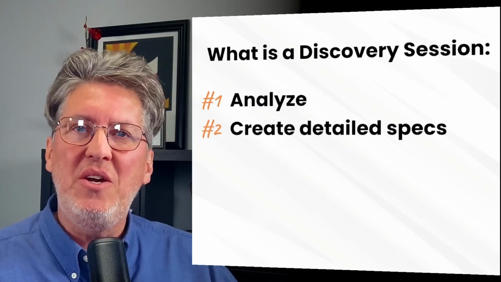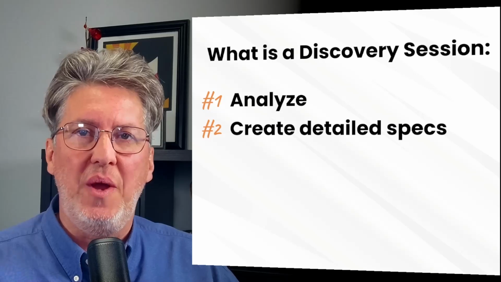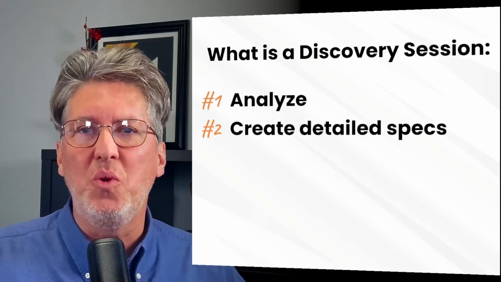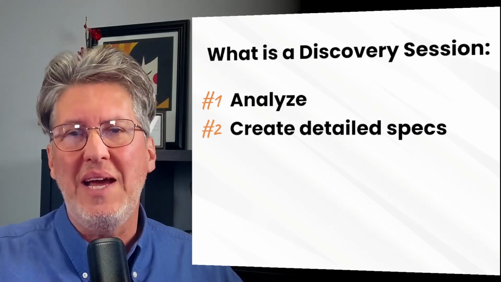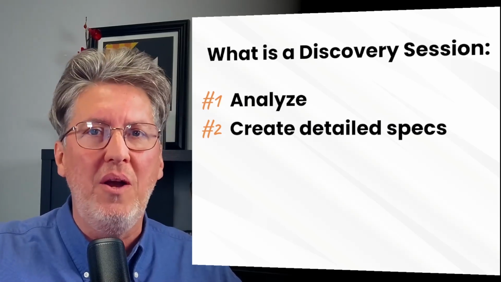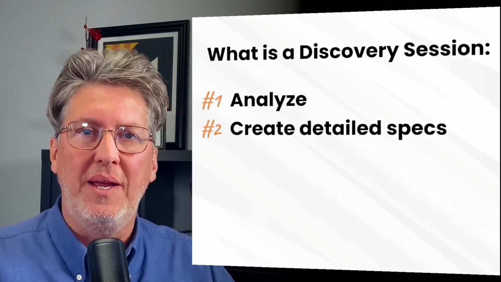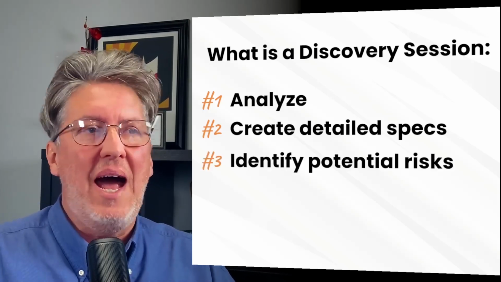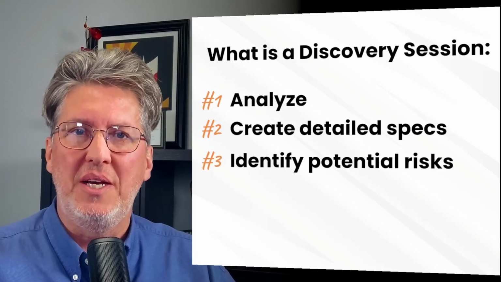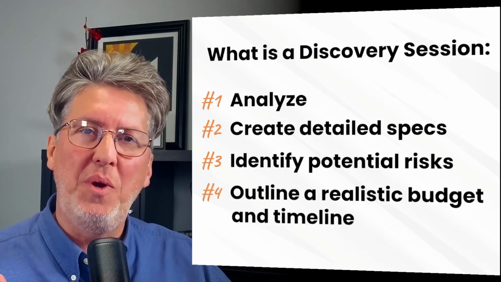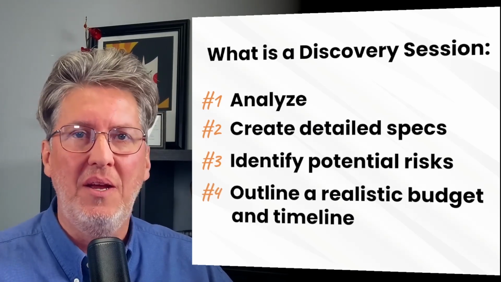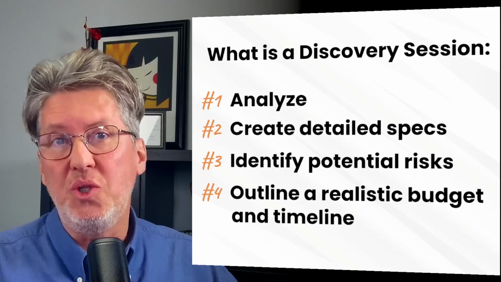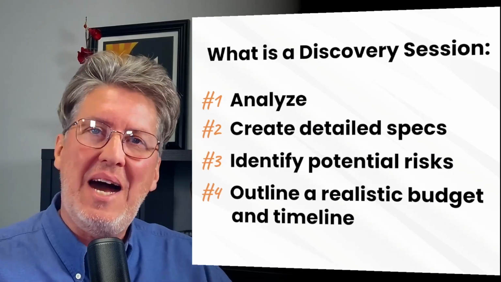We're going to create a detailed specification for all the features you have. Now, that may be for features you need now. It also may be for features we're looking at in the future. So we're going to look future forward on where we need to take your marketing and your website. We're also going to identify some potential risks and how we can mitigate those risks in this process. And finally, outline a realistic budget and timeline for this project. So you know exactly how much this is going to cost, what your investment's going to be, and the timeline.